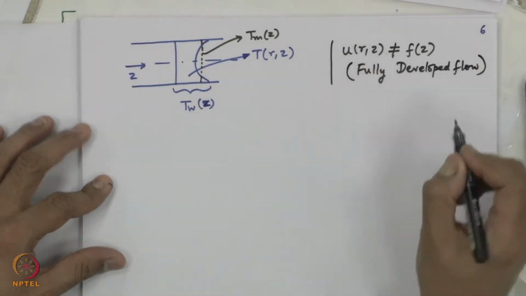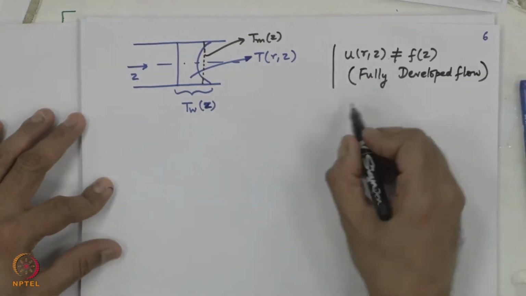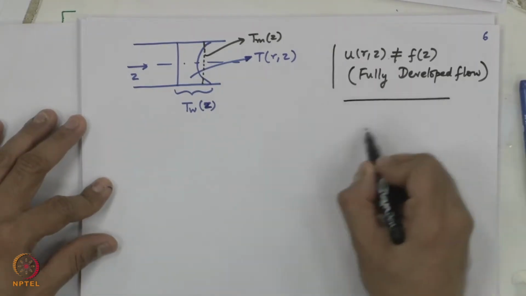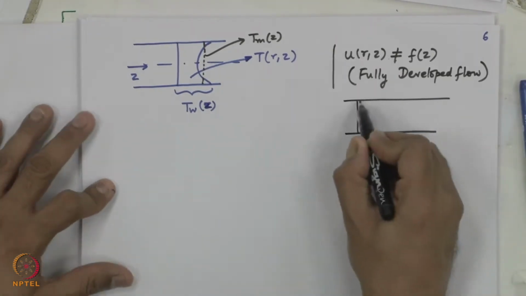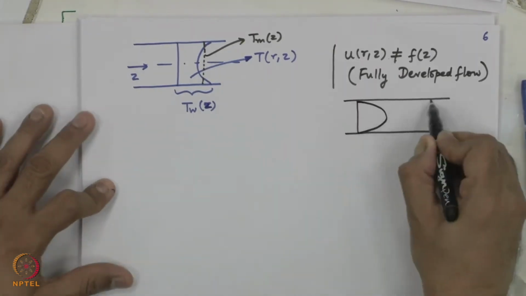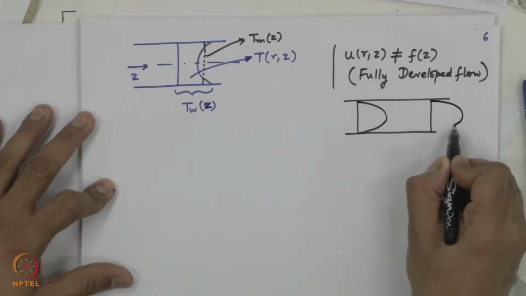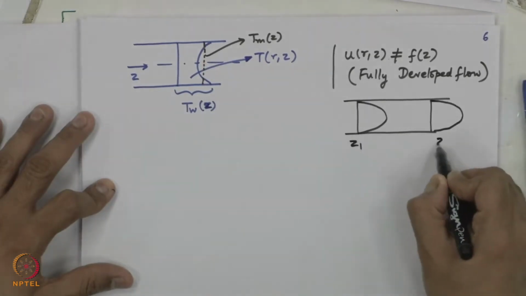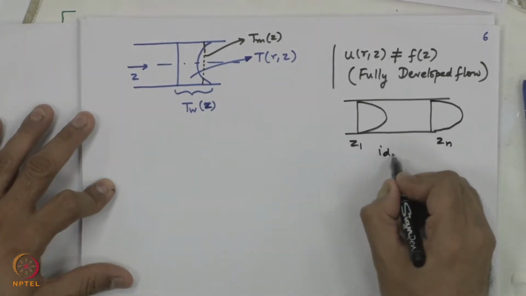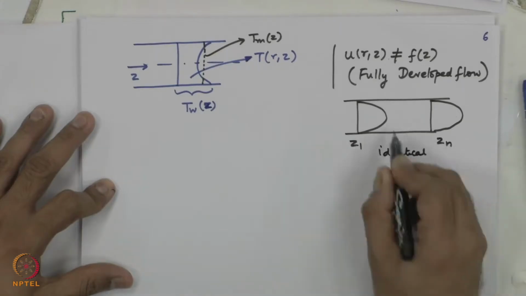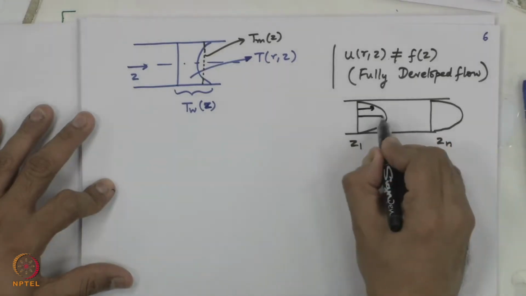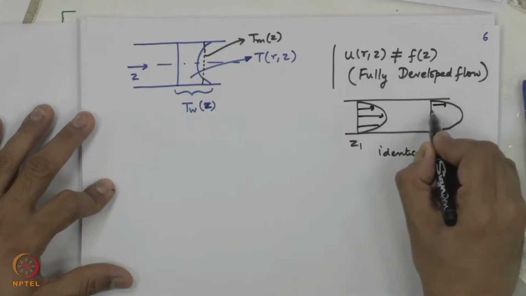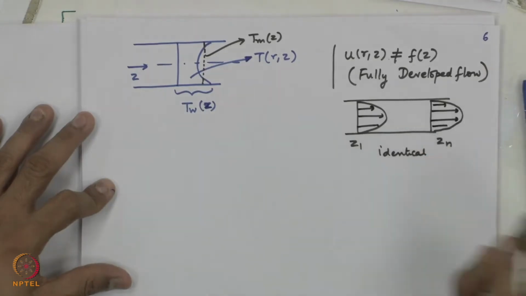Fully developed flow. Remember this? Therefore, if I take a snapshot of the velocity profile at Z1, the snapshot of the velocity profile at Z2 or Z3 or any Z is identical. I have not drawn it identical, but that is my limitation. What I am trying to say is the equation, the values, everything would be identical.